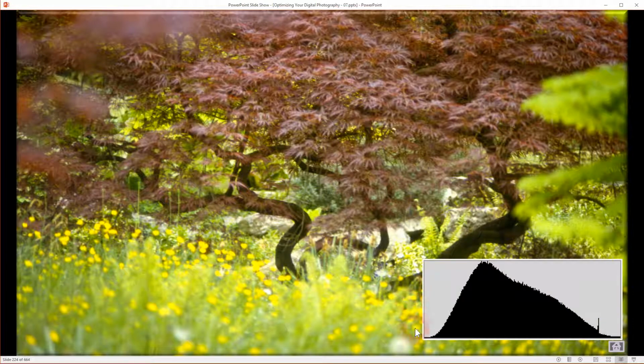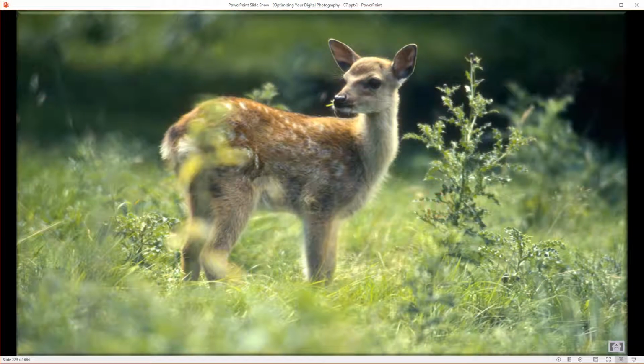Now this is almost a perfect histogram, almost a nice sine wave here. So we've got no peaks on the left, no peaks on the right, and a nice curve representing all the tonal values in the image.